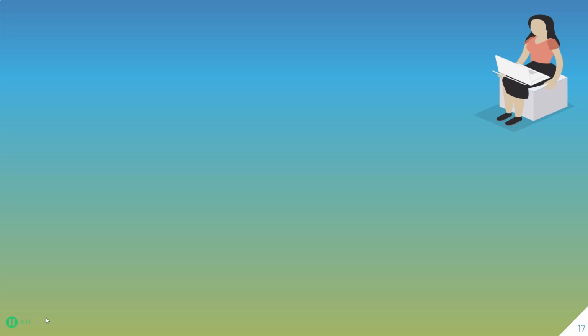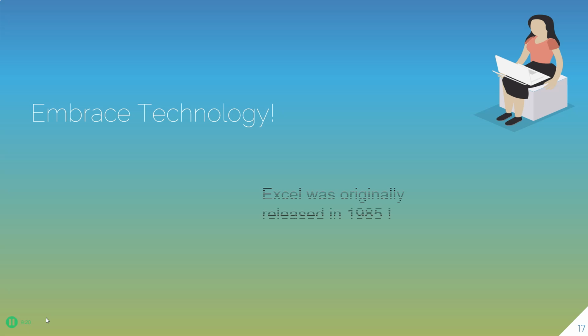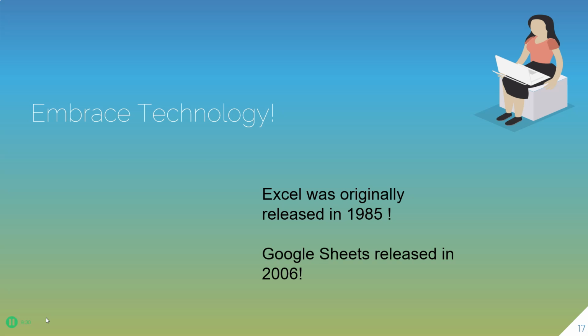Now I may be from an older generation, but I do embrace technology. I have been around through many changes since Excel came out back in 1987. It was originally released in 85, but became public in 87, followed by Google Sheets in 2006. The actual inventor of the electronic spreadsheet was Dan Bricklin, a Harvard Business School student. He developed what was called VisiCalc in the year 1978.